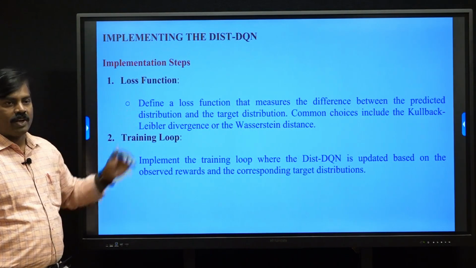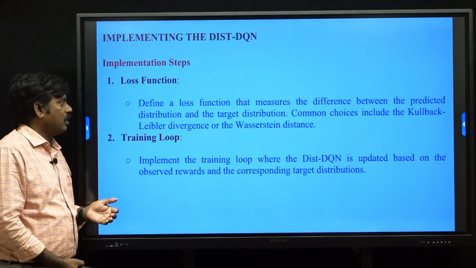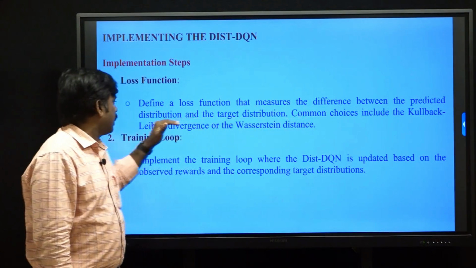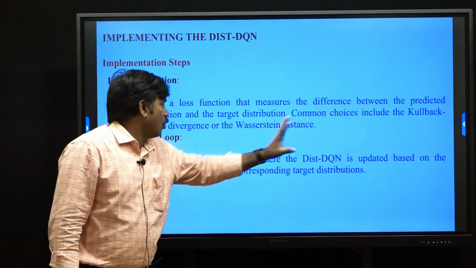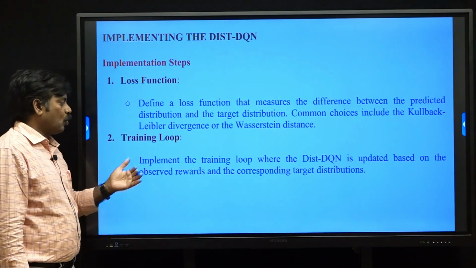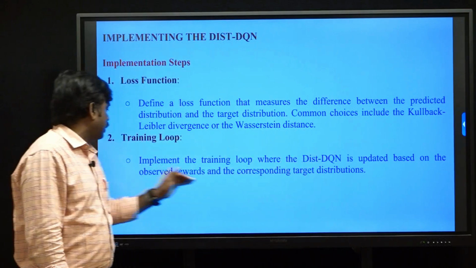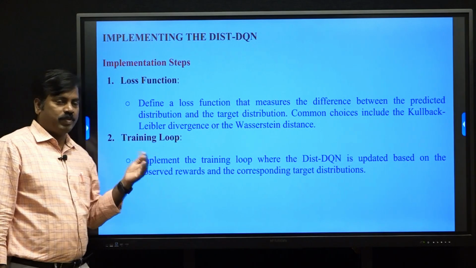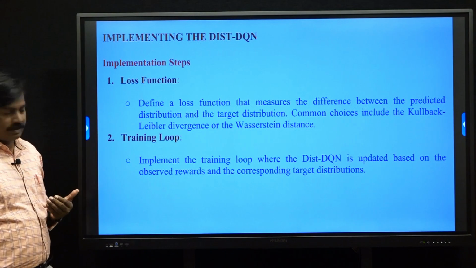Next, we calculate the loss, which is the difference between the predicted values and actual values. We define a loss function that measures the difference between the predicted distribution and the target distribution. Common choices include the Kullback-Leibler divergence or the Wasserstein distance. Then, in the training loop, the distribution is updated based on the observed rewards and the corresponding target distribution values. Based on that, we train the model to reduce the loss.